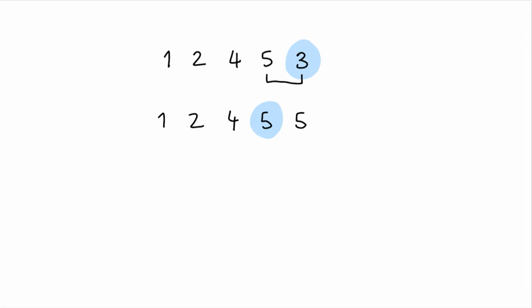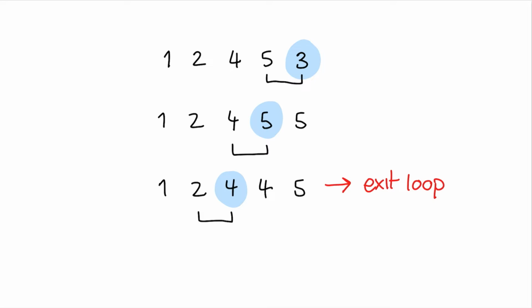Then when we compare 3 with 4, 4 is still larger than 3. So we do the same thing. Now the array would be 1, 2, 4, 4, 5. Then when we compare 3 and 2, 2 is not larger than 3. So we stop looking. At this point, the array is 1, 2, 4, 4, 5. Now once the loop stops, we can simply put 3 at the position before the loop stopped, which will give us 1, 2, 3, 4, 5.